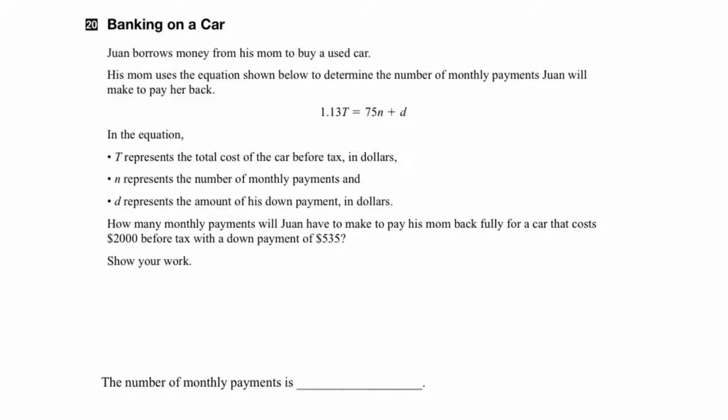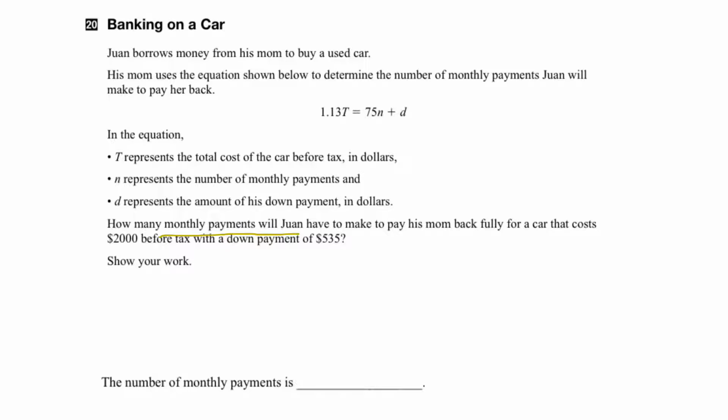In this open response question, Juan is borrowing some money from his mother to buy a car. And we're given an equation that represents the relationship between T, which is the total cost of the car before tax in dollars, between N, which is the number of monthly payments made, and D, which represents the amount of a down payment in dollars. And we want to find how many monthly payments does Juan have to make given that the car costs $2,000 before tax and the down payment is $535.